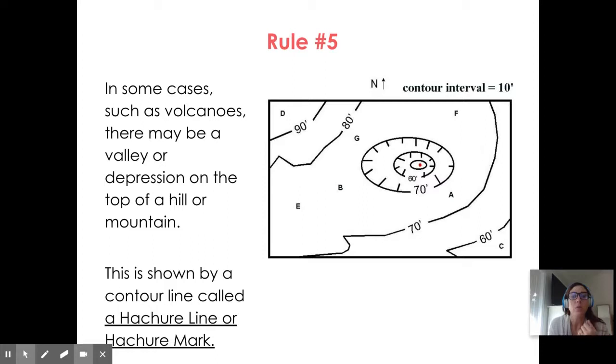And our last rule: in some cases, such as volcanoes, there may be a valley or depression on the top of a hill or a mountain. This is shown by a contour line called a hachure line or a hachure mark. They're used interchangeably. Those are the little lines that are at right angles to the contour lines, these little things right here. This would indicate a depression or a volcanic crater or something like that.